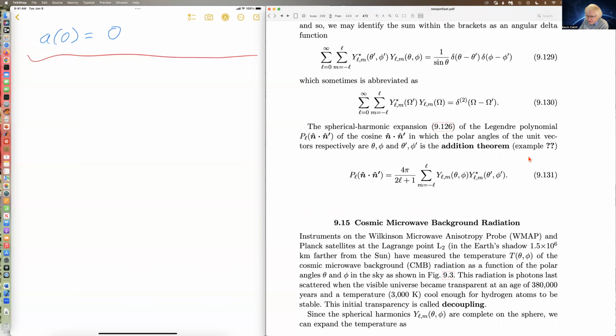I've got to fix that example thing there.